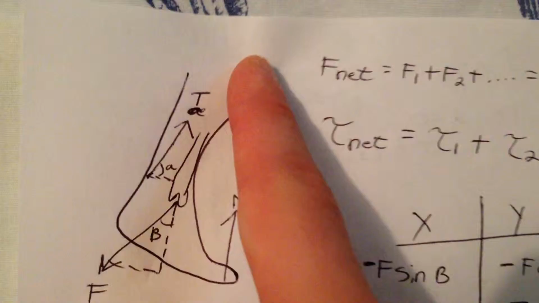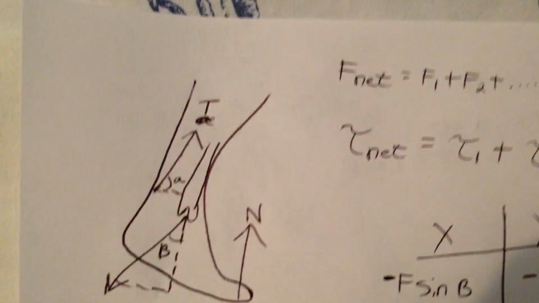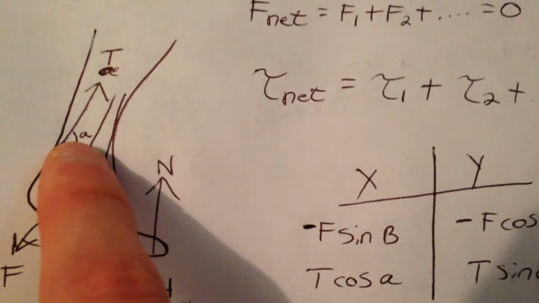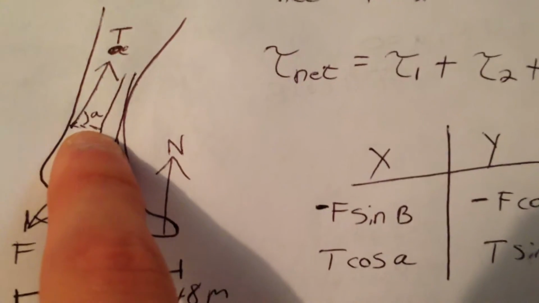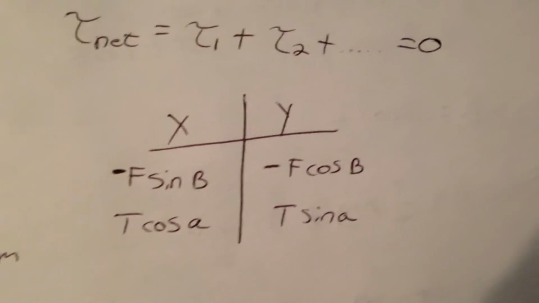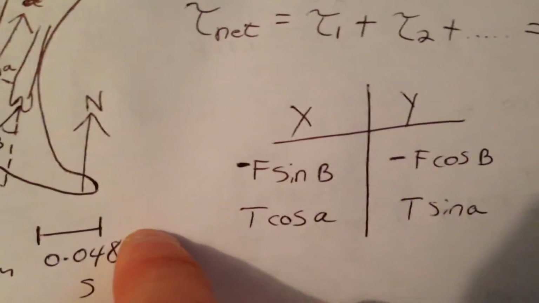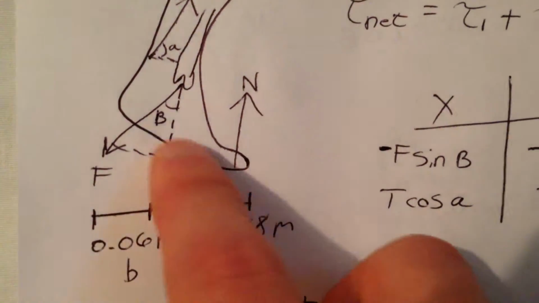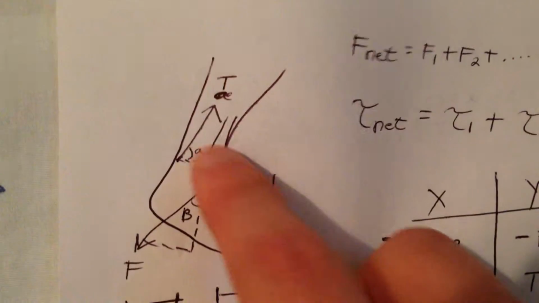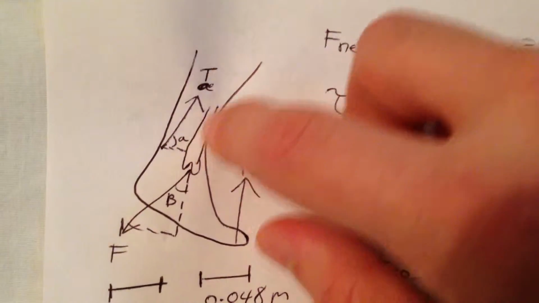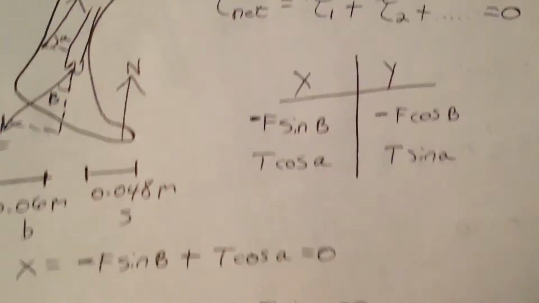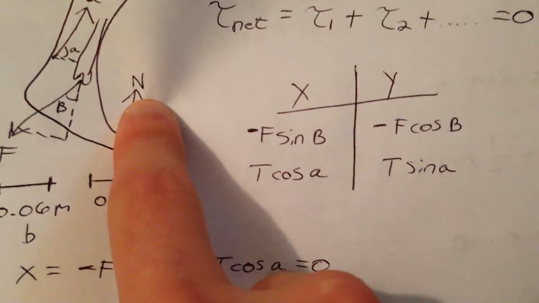It's pulling the foot up, tiptoes up, and it's cosine because it's adjacent. That's the x component for A. Now for the y components, we have negative F cosine B. That's right here. That's a y component, adjacent. T sine A, it's opposite. That's y. N is also a y as well.